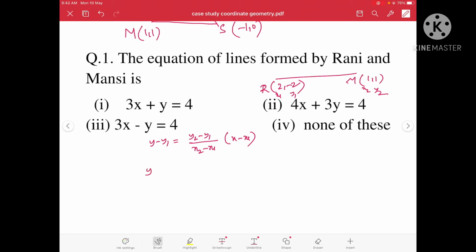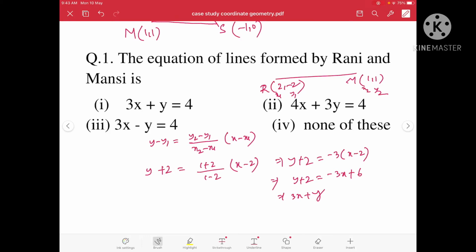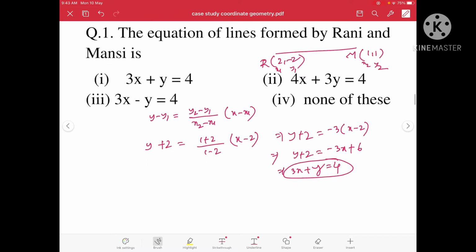So y minus y1 means y plus 2, equals y2 minus y1 means 1 plus 2, by x2 minus x1 means 1 minus 2, into x minus x1. Now simplify this: y plus 2 equals minus 3 into (x minus 2), so y plus 2 is minus 3x plus 6, which means 3x plus y equals 4. This is the equation of the line formed by Rani and Mansi: 3x plus y equals 4.